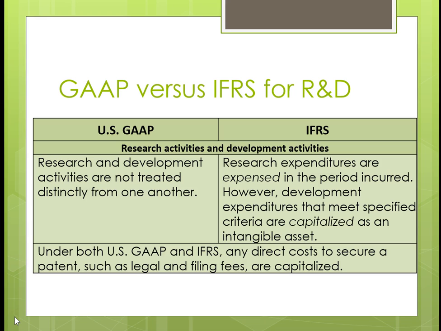Now, under IGAP, again, research and development are put together and not treated any differently. They're expensed in the period. Now, under the International Standard, it's different. Research expenditures are expensed. However, development expenditures that meet specified criteria are capitalized. And usually, if it has reached technological feasibility, you can capitalize it. Now, under IGAP and the International Standard, any direct costs to secure a patent, such as legal and filing fees, can be capitalized. Let's take a look at an example.